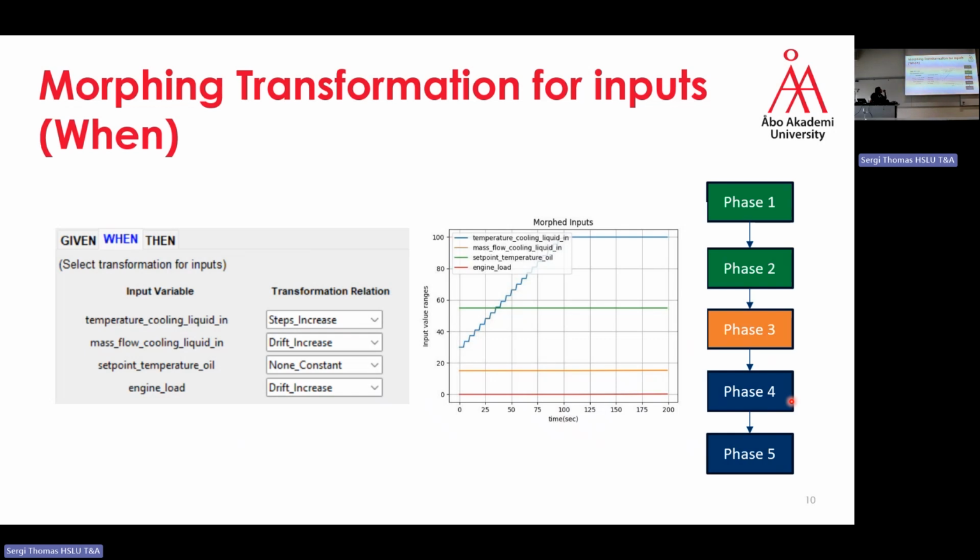One example of a transformation relation would be a step pattern where the temperature is increasing, or a drift pattern where the rate of change is slow. So the ramp rate for each of these variables is defined based on the domain expertise.